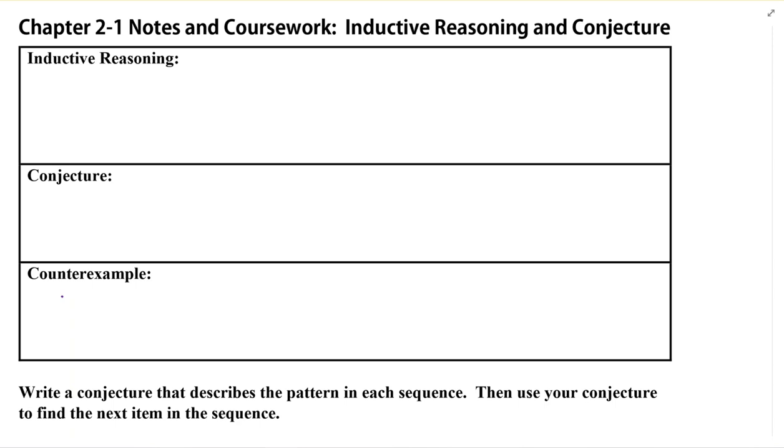Chapter 2.1 Inductive Reasoning and Conjecture. Inductive reasoning is different than deductive reasoning. Deductive reasoning, you prove beyond a doubt that something is true. With inductive reasoning, you're using a number of examples to arrive at a conclusion. In other words, you're giving examples to prove your point.